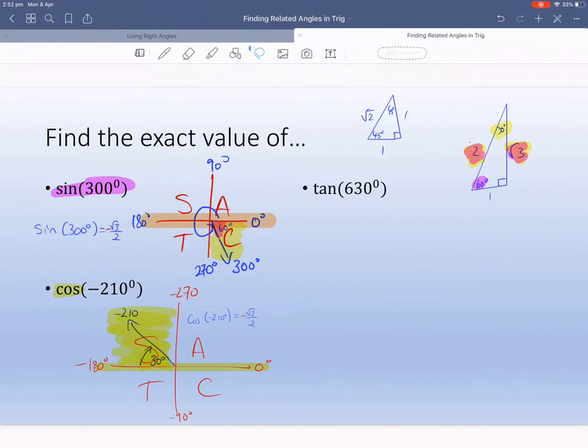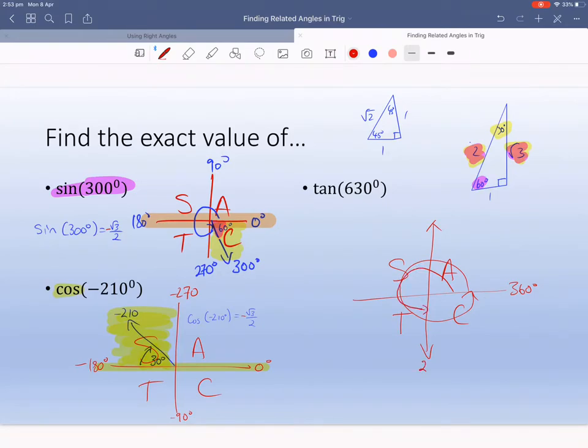Okay, let's do tan 630. Well, I have to draw my all stations to central, okay? Now, I know that if I do one loop around here, that's 360 degrees. If I do a second loop, it gets us to 720, so it's not going to get that. So I'm going to go 630 minus 360 to see how much further. So it goes 270, so it goes all the way down to here. So this will be 270 and also 630, all right?